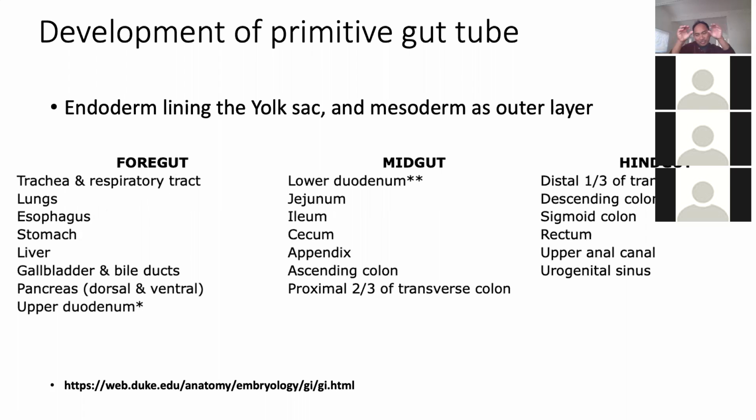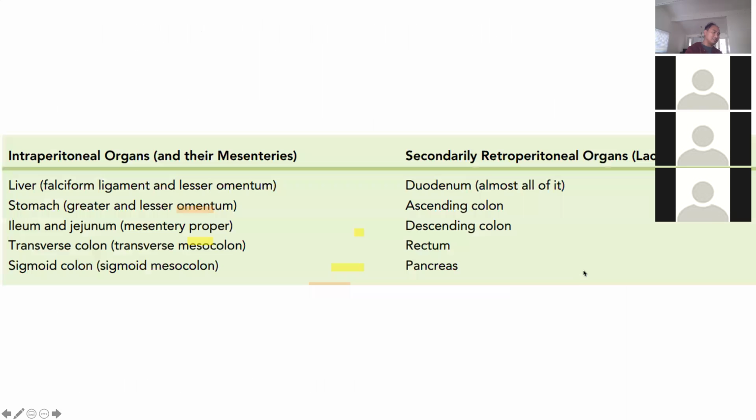So embryologically, we start with a little tube, and then this tube is divided into 3 portions: foregut, midgut, and hindgut. These are the structures developed from the foregut. From the midgut, we get the lower duodenum, jejunum, ileum, cecum, appendix, ascending colon, and the proximal two thirds of the transverse colon. These structures derive from the midgut, and the hindgut is the rest: distal 1/3 of the transverse colon, descending colon, sigmoid, rectum, anal canal, and urogenital sinus.